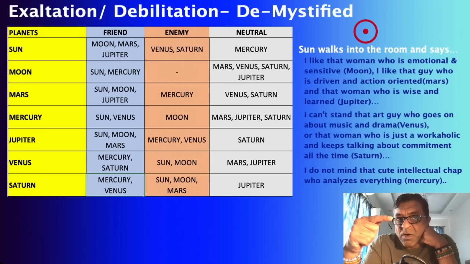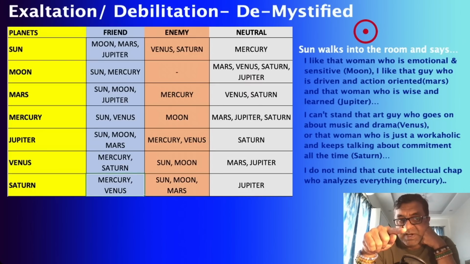So that's the chart of exaltation and debilitation, which you see on the top left corner. All the planets are there, 7 planets: Sun, Moon, Mars, Mercury, Jupiter, Venus, and Saturn. Now the first column says the friend of each one of them, the middle column says the enemy of each one of them, and the last one gives the neutral, which they are neutral towards. Okay, so this we shall analyze with respect to each one of the ascendants and each one of the planets.